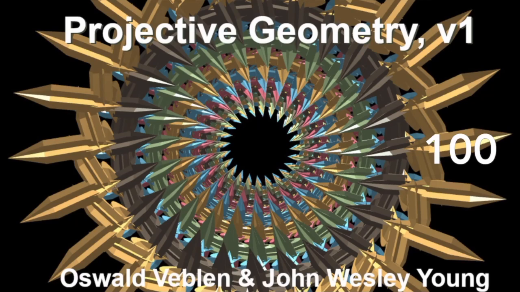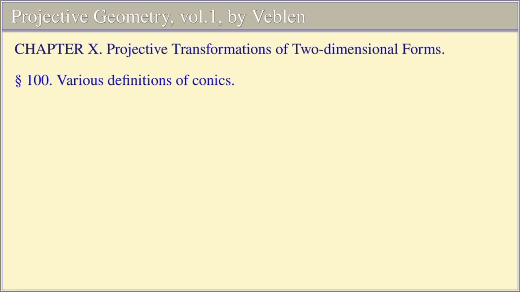Projective Geometry, Volume 1, by Oswald Veblen and John Wesley Young. Chapter 10, Projective Transformations of Two-Dimensional Forms. Section 100, Various Definitions of Conics.